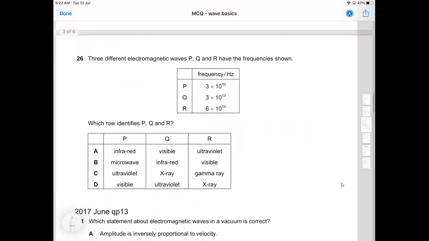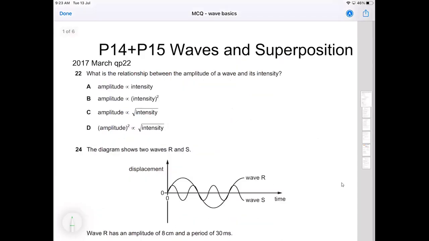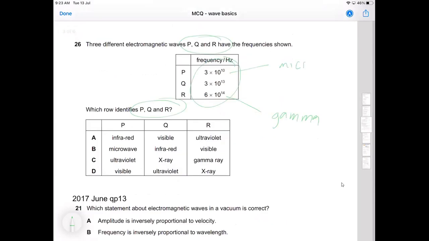Here we go. 3 different electromagnetic waves, P, Q, and R, have frequencies over here. And then it says identify them in terms of which ones they are. In this case, you could probably get away with just remembering the order. You probably don't have to remember the range. You just have to remember in what order they appear, and then you just say which is the lowest frequency and which is the highest. So highest frequency would obviously be gamma, and lowest frequency would be something less than gamma, possibly something like micro or somewhere around there. But you can already see by process of elimination, if R has to be gamma, the answer has to be C.